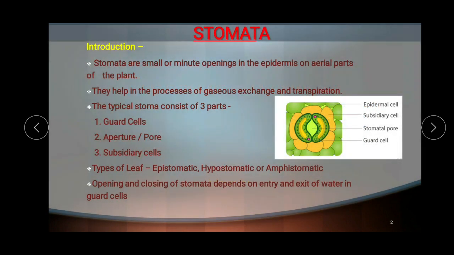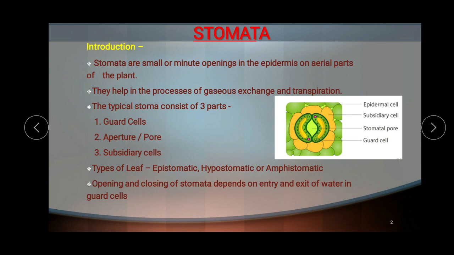Before proceeding to our topic, we will have a small introduction on the stomata. You all know that stomata is the plural word for stoma. These stomata are very small or minute openings which are present on the aerial parts of the plant, and they are present in the epidermis. They are present on all parts of the plant except the roots. They can be present on the leaves, stem, fruit, flower, etc.